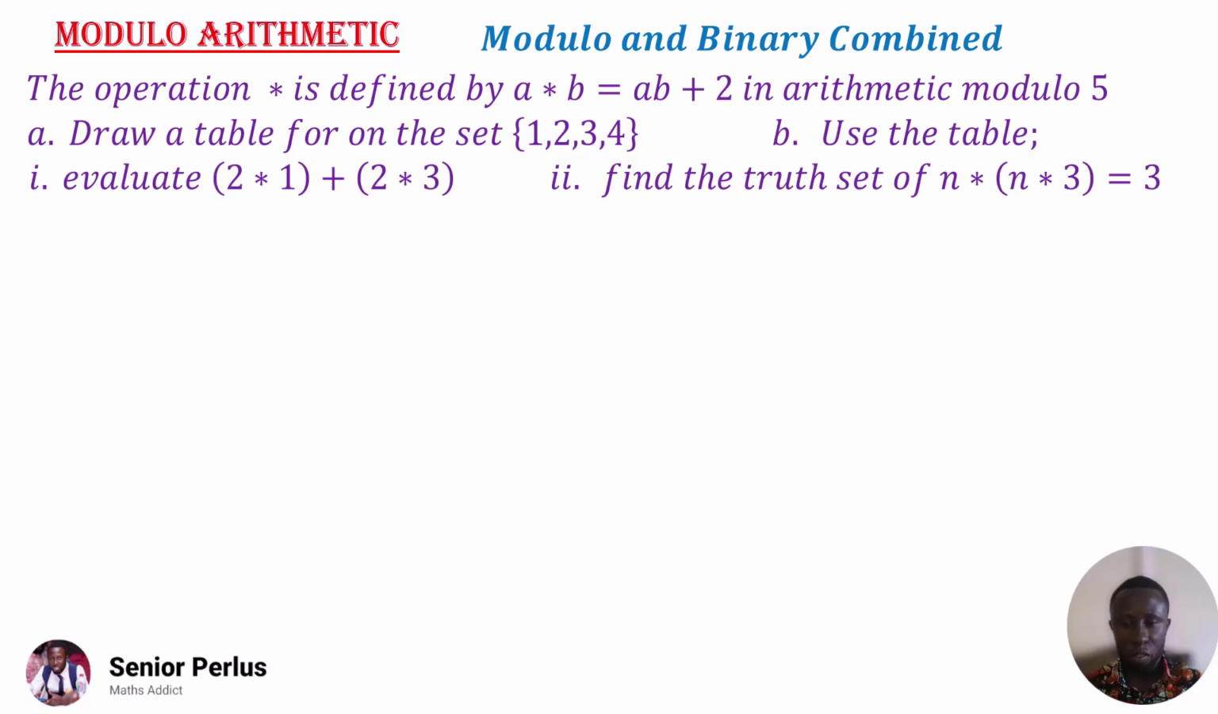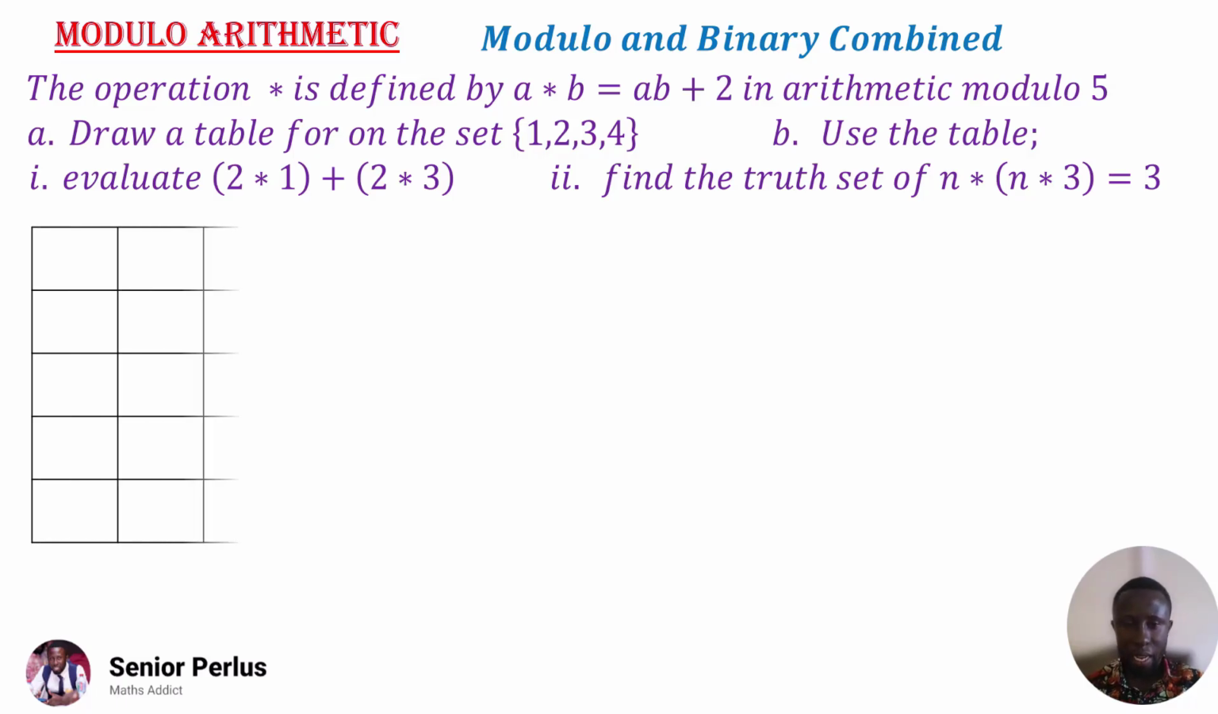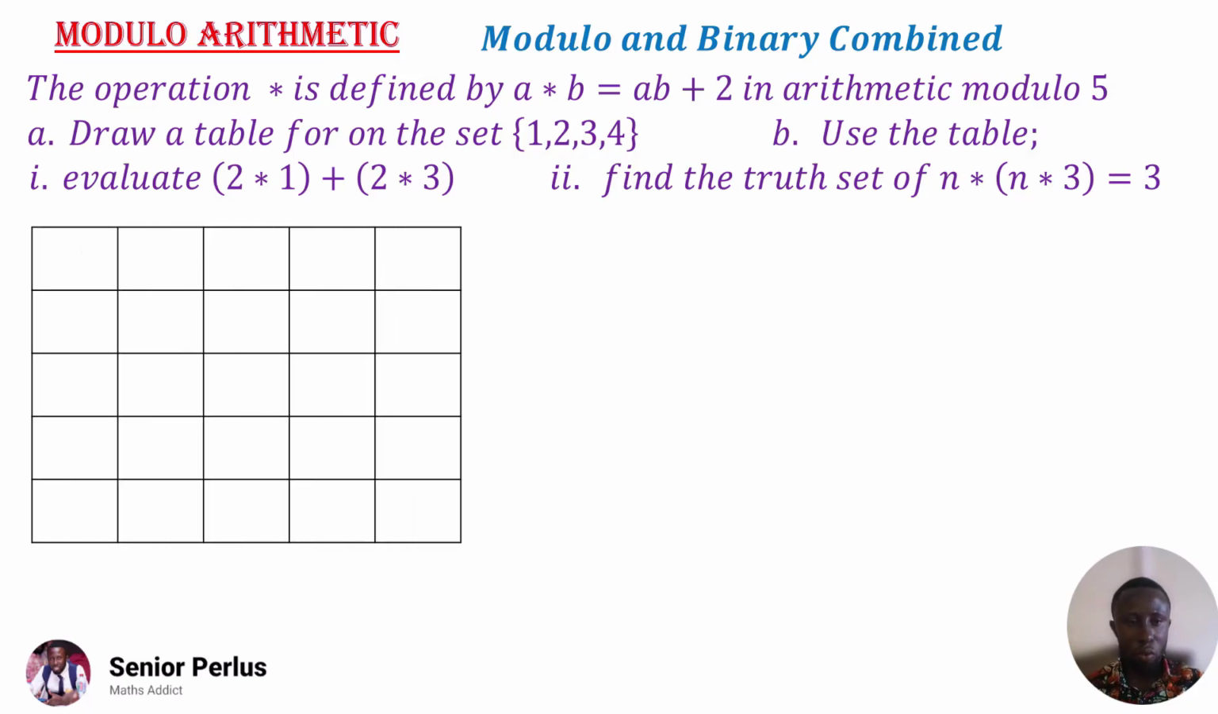So mod 5 is from 0 to 4, but here we're given 1, 2, 3, 4. B, use the table to find I and II. So this is my table. You have to draw the table, and our operation here is star.